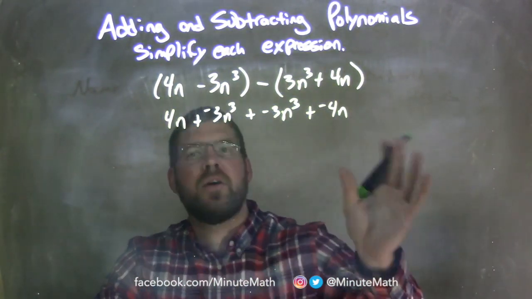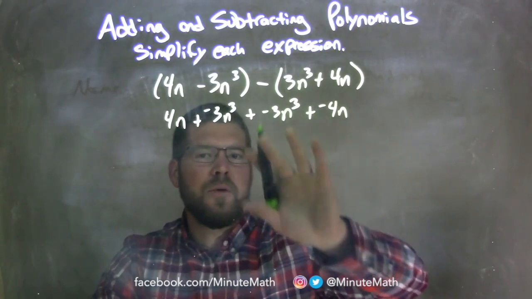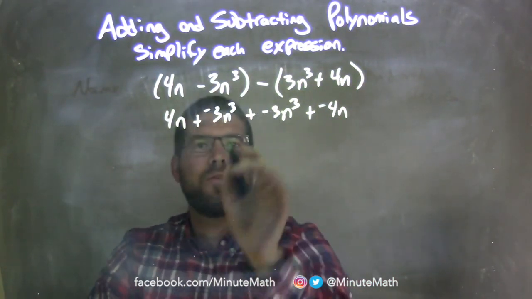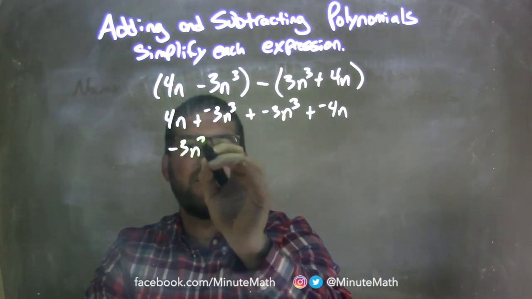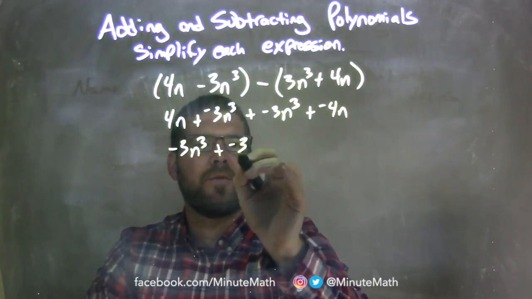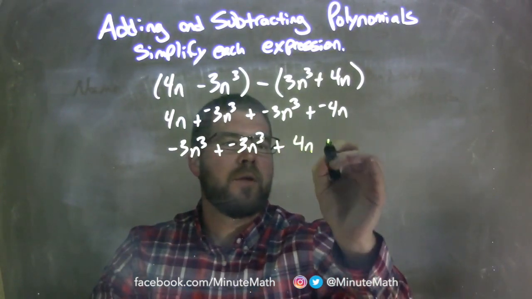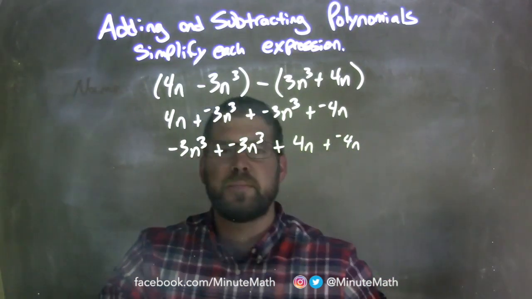Put my like terms together, or rearrange them using the commutative property, like terms together, and I'll have my highest degree first. So I have this negative 3n to the third first, plus this one, negative 3n to the third, plus 4n, and then plus a negative 4n right there.